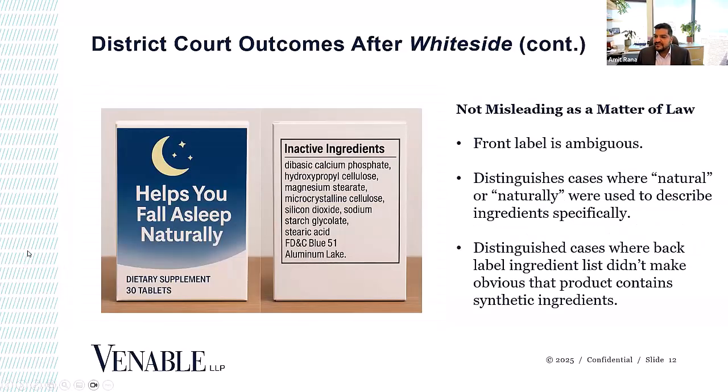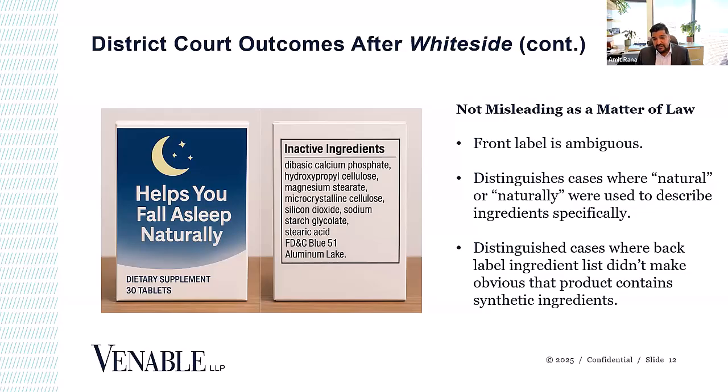Next, we'll look at a sleep aid that very prominently on the front label said, "helps you fall asleep naturally." And plaintiff's theory of the case here was the term "naturally" on the front label implies to reasonable consumers that the ingredients are all natural. And the ingredients included synthetic dyes, synthetic colors that were in the product.